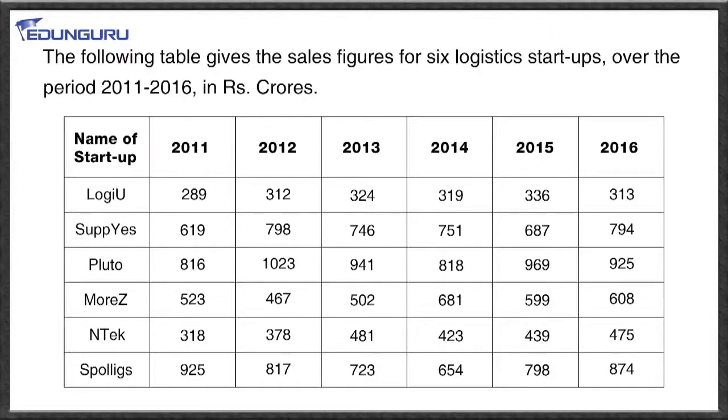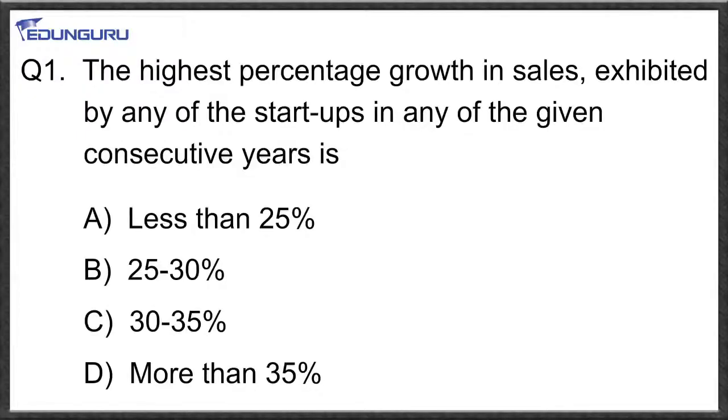Moving on to SUP-yes. SUP-yes exhibited a huge increase from 2011 to 2012. How much is that increase? If you're using your calculators, you'll see it comes out to be 28.9%, which falls in the range of 25 to 30%. By now, you already know that option A is not the answer, because option A was less than 25%.